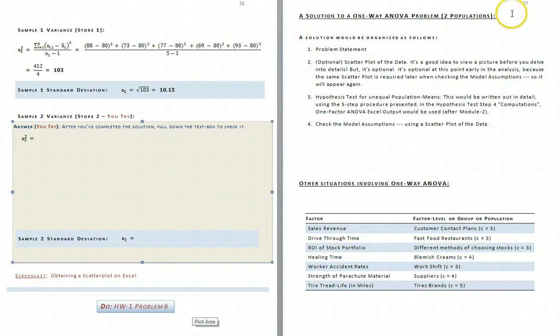Here is a quick summary of the solution process that you go through in doing a one-way analysis of variance problem. And here's a few examples of other places where one-way analysis of variance might apply. There are many more.